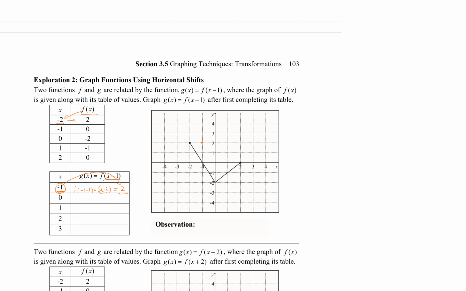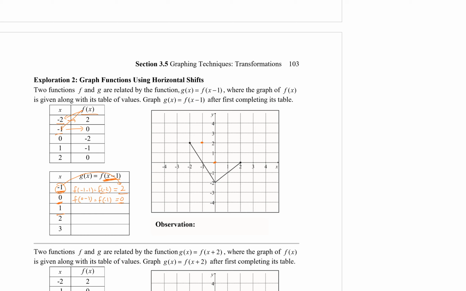How about when I plug in 0? Okay, f of 0 minus 1. Remember, I'm plugging in 0 into this equation. 0 minus 1 is negative 1, right? So f of negative 1. F of negative 1 is 0. So when I plug in 0, I get 0. So 0, 0.